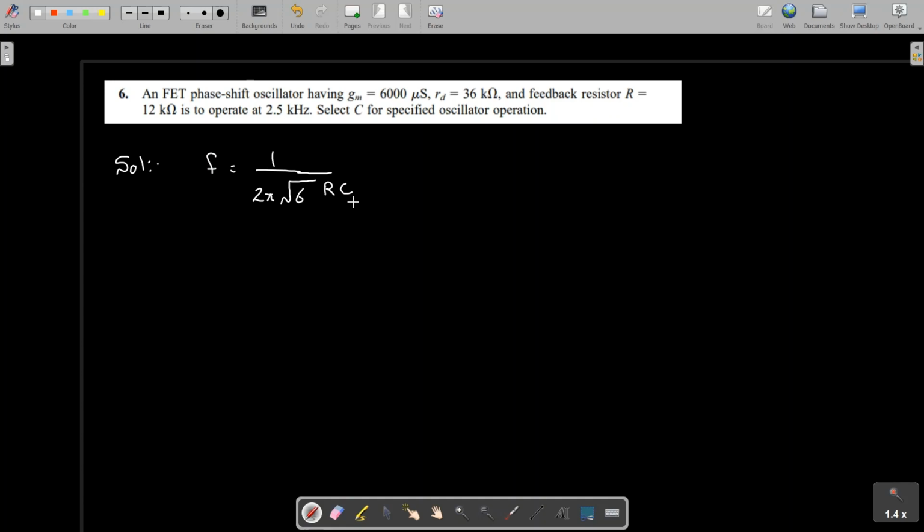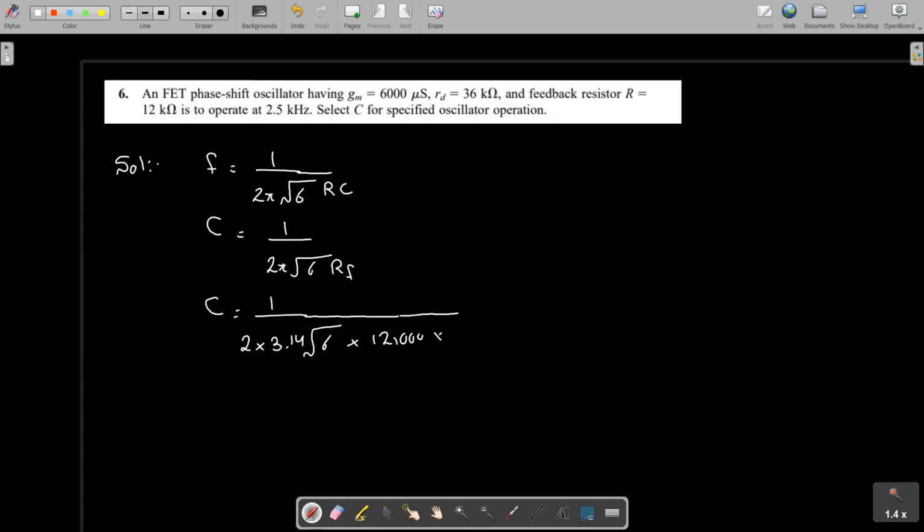Now the frequency is given, we need to find the C, which is the capacitance. So C is equal to 1 divided by 2 pi under root 6 R into f. Note that R is not under root. So we are going to put values. So we have C is equal to 1 by pi, which is 3.14, and then we have the under root 6. Then we multiply by R, which is 12 kilo ohm, so that is 12,000. And then we have f, the frequency, which is 2.5 kilohertz, that is 2500. So we are going to multiply this.